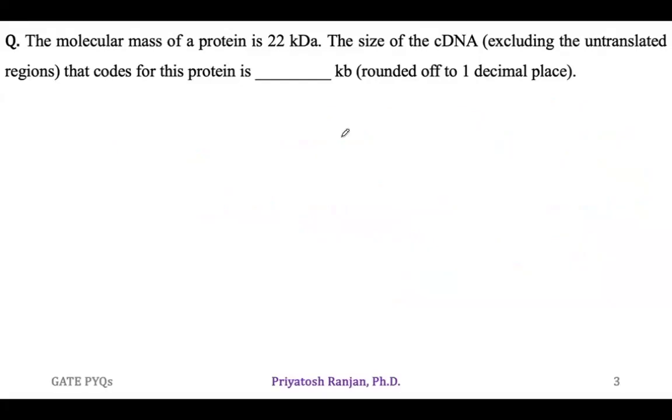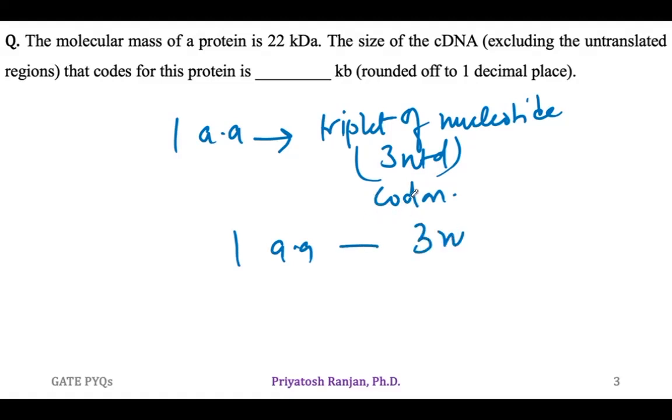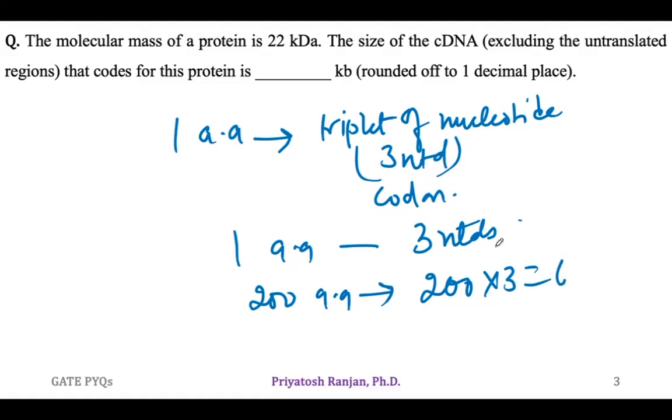Now, once the number of amino acids is known to us, we can calculate the length of the cDNA. So, we all know one amino acid is coded by a triplet of nucleotides, which we also call a codon. It is made up of 3 nucleotides. So, one amino acid is coded by 3 nucleotides. So, 200 amino acids are going to be coded by 200 times 3, which is going to be 600 nucleotides. As cDNA exists in a double-stranded form, we can also call it 600 base pairs.